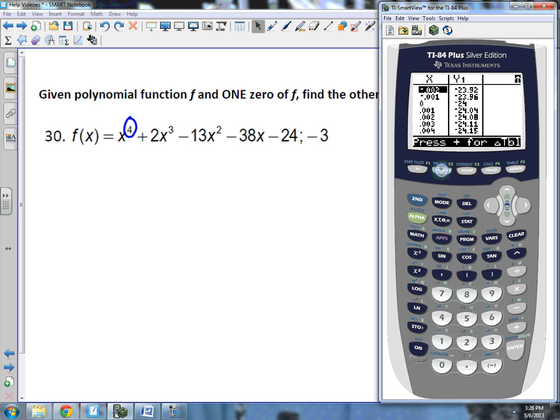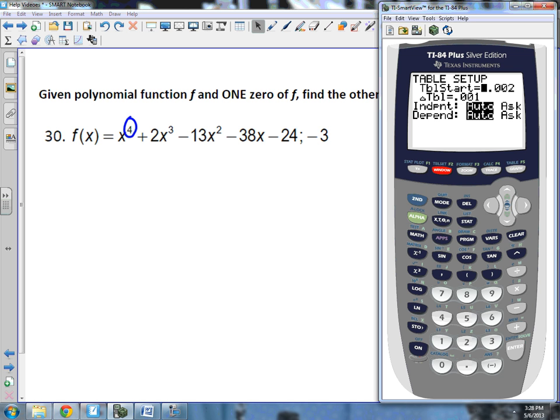My table's all messed up, so I'm going to go to table set, which is second window. I'm going to start the table at 0, and I'm going to set delta table to 1. Again, if this is going too fast, just slow it down. Pause it, rewind, look at what I did again. So now I'm going to look at my table and see what's going on.